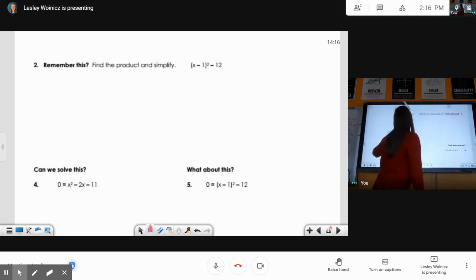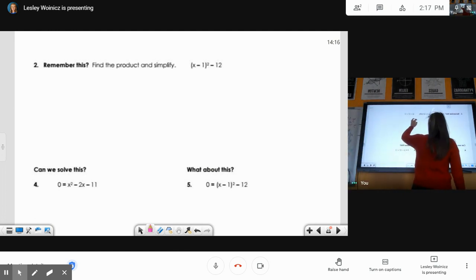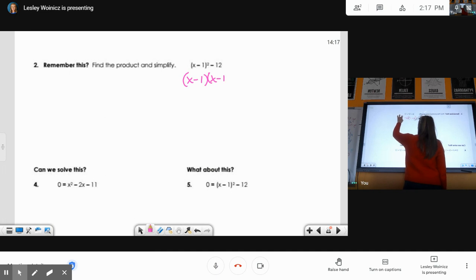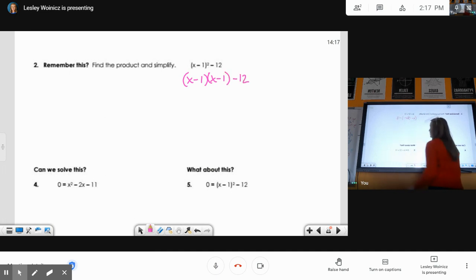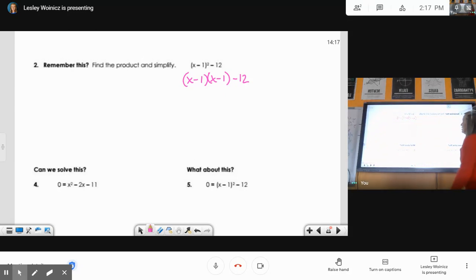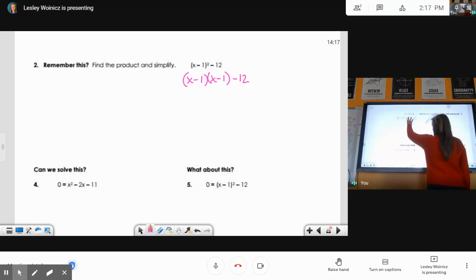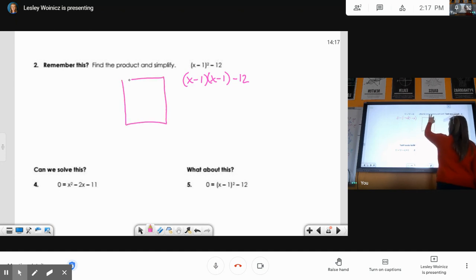So we're going to expand this and rewrite it as x minus 1 times x minus 1 minus 12. I've just rewritten it in expanded form. Now I can multiply this, doing extended distribution by using a box. I'm going to box it up and get my x minus 1 times my x minus 1.